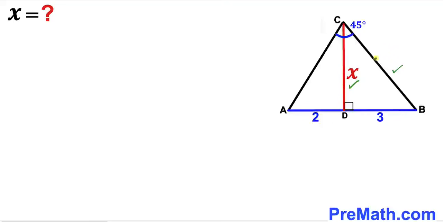In this given diagram, we have triangle ABC along with the perpendicular CD, such that the perpendicular CD length is x units, the segment AD length is 2 units, the segment BD length is 3 units, and furthermore the angle ACB is 45 degrees. Our task is to find the value of x.